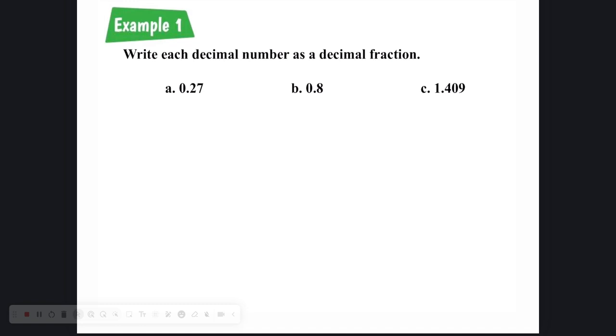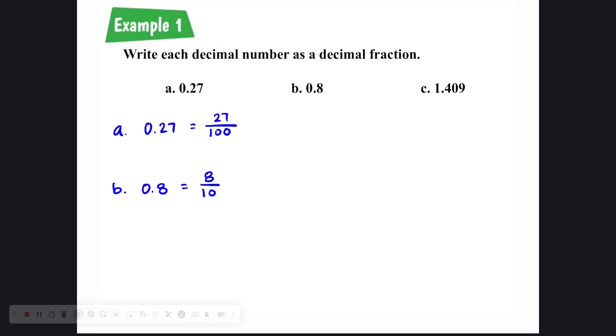Example 1. We'll do this problem together. Write each decimal number as a decimal fraction. A. 0.27. The number 0.27 can be read aloud as 27 hundredths because the last digit 7 is in the hundredths place. Therefore, this decimal can be written as the fraction 27/100. B. 0.8. The number 0.8 can be read aloud as 8/10 because the last digit 8 is in the tenths place. So this decimal can be written as 8/10.